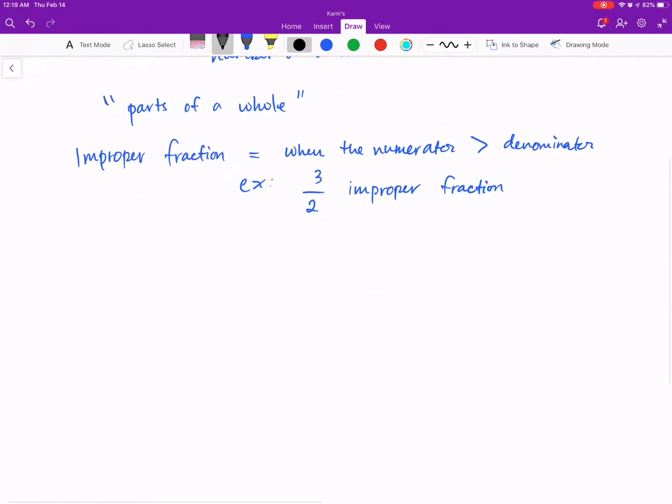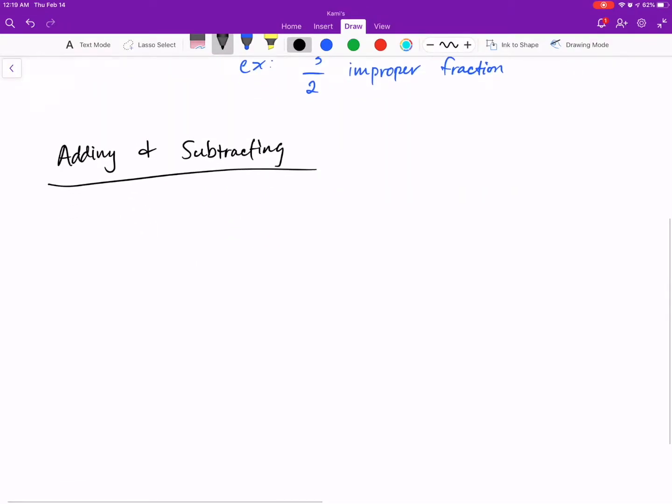So let's start doing some adding and subtracting. Alrighty, so let's say you have two fractions. We'll just do 1/2 plus 2/3. Pretty simple one.